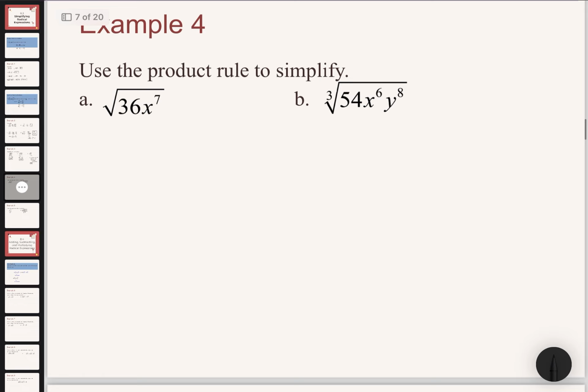All right, example 4. Use the product rule to simplify. So now I'm dealing with numbers and x's. Again, you did something kind of like this the other day. We're just applying this specific rule now.